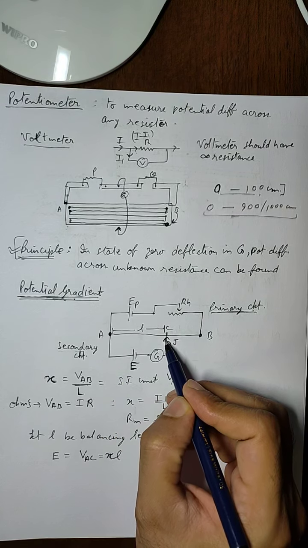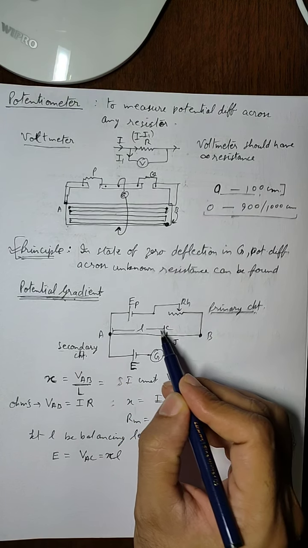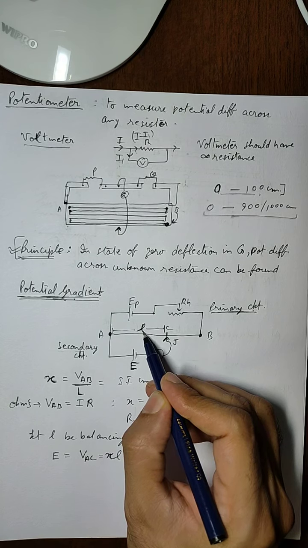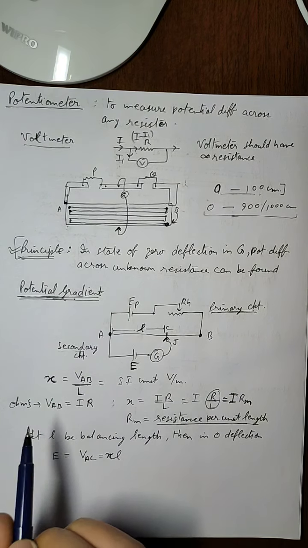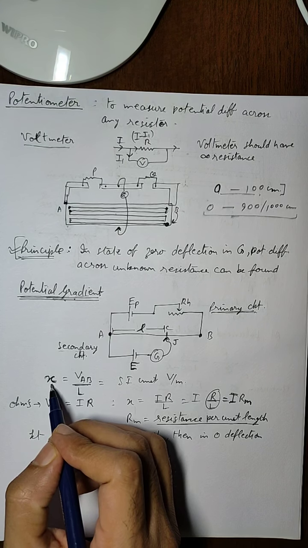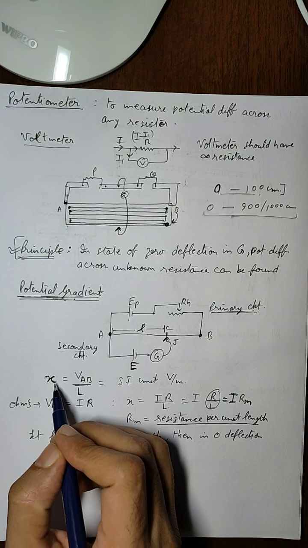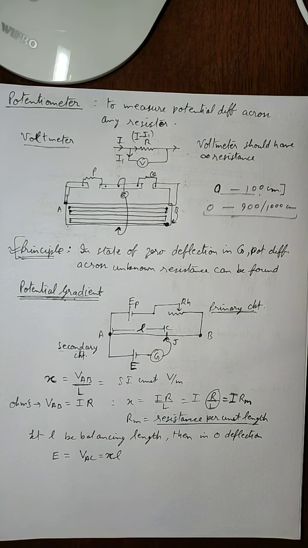So we slide the key over this potentiometer wire to find the balancing point. Now from here, the first thing that we do is to find the potential gradient. Let us say that X is the potential gradient. Potential gradient means potential per unit length of wire.